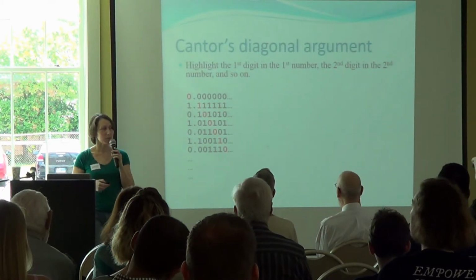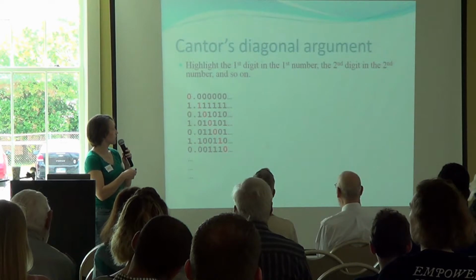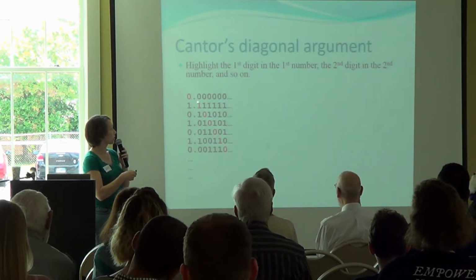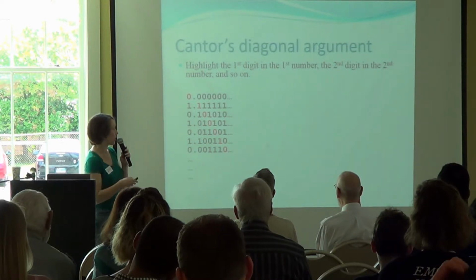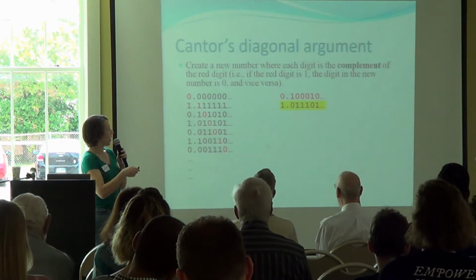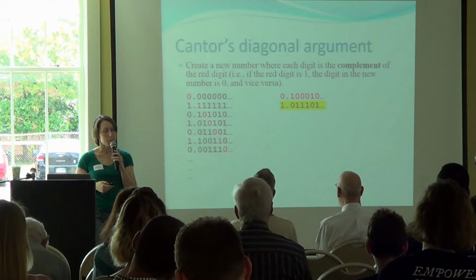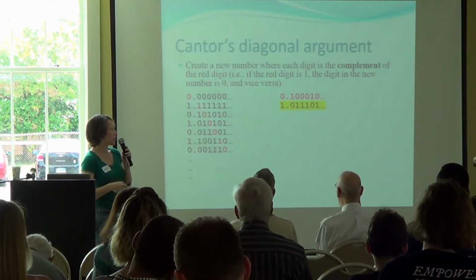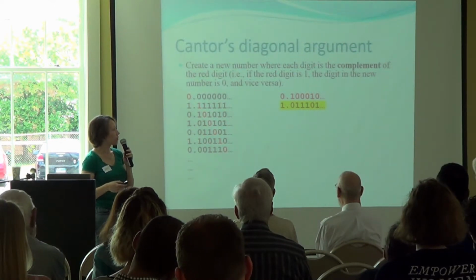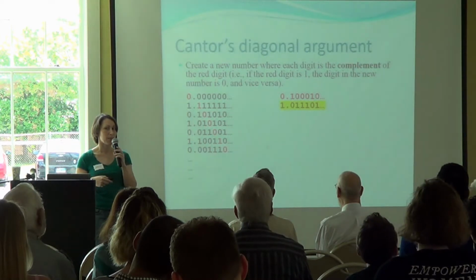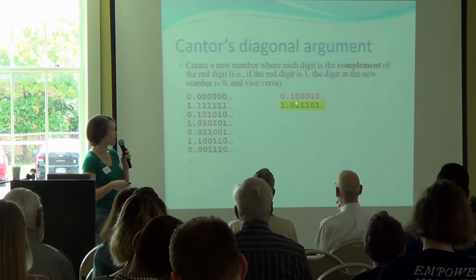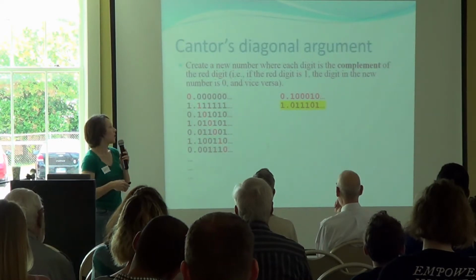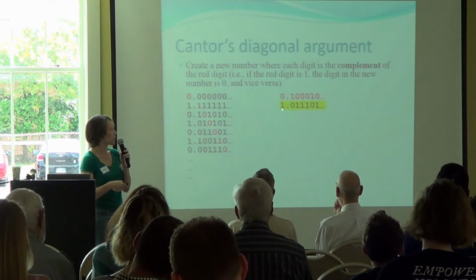So what we're going to do is highlight the first digit in the first number, the second digit in the second number, the third digit in the third number, and so on, all the way down. And we're going to create a new number. It's going to be the complement of the number that we created with the red digits. So if the red digit is 1, the yellow number has a 0, and vice versa. So we've constructed this yellow number here.